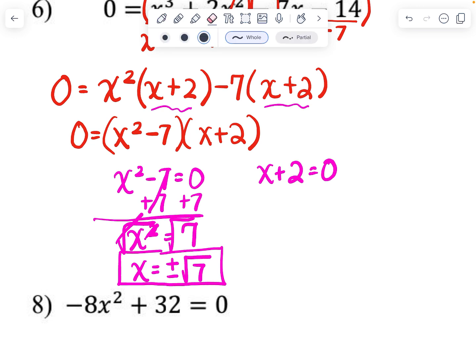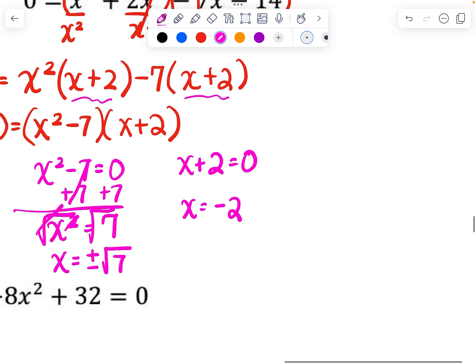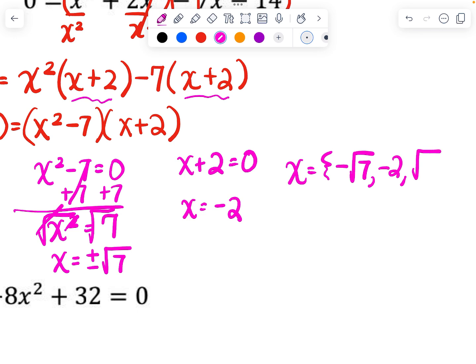Sorry, I don't want to put a box around that. That's not my final answer right now. And then x equals negative 2. So I'm using solution sets today. So I'm going to say negative square root of 7 because that's smaller than negative 2. Negative 2, and then square root of 7. That's my final answer for today.